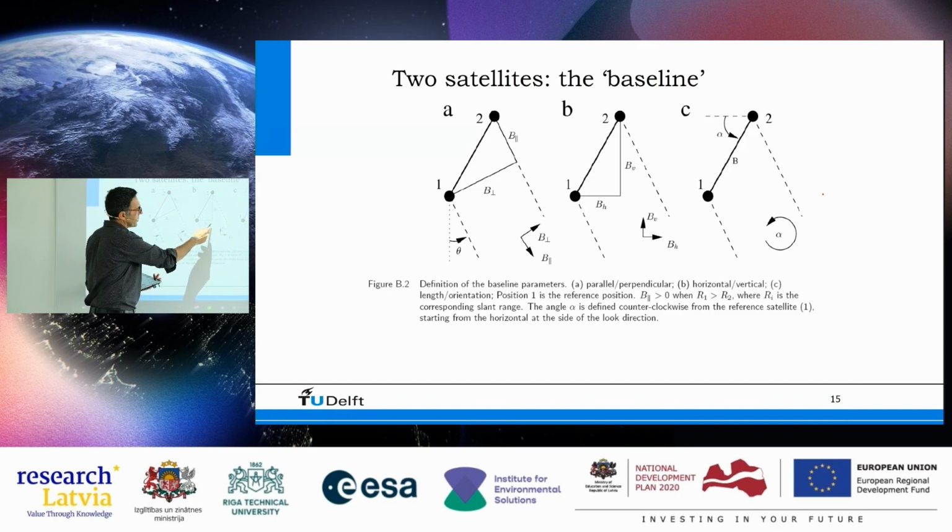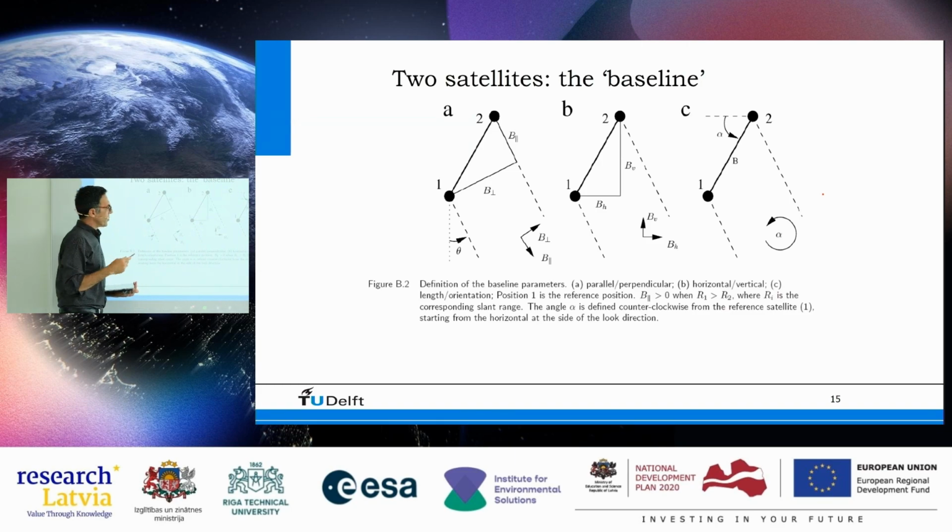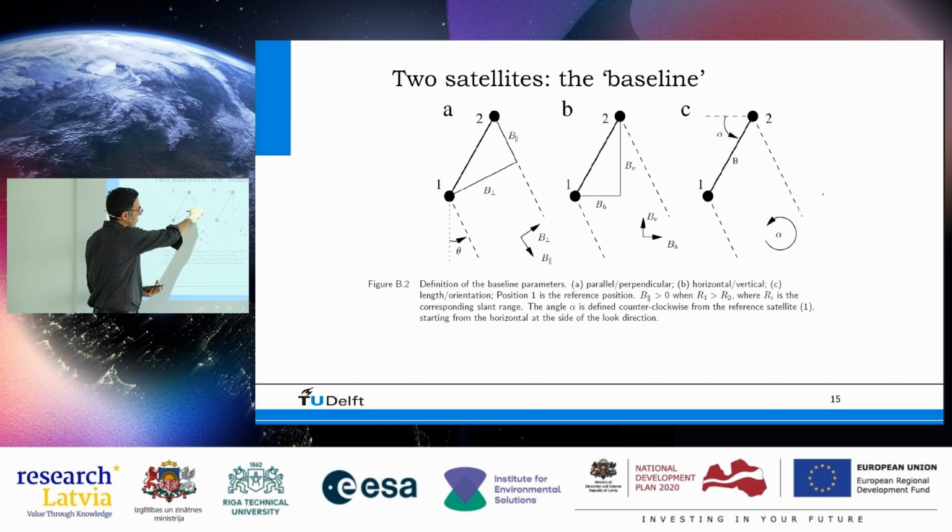We can look at the horizontal and the vertical one. But more importantly, we can look at it as a perpendicular component and a parallel component. So parallel to the look direction and orthogonal to the look direction. And this is convenient because this number, the perpendicular baseline, is the key thing for measuring topography. So in the equations that I will show you later, if you see a B with this little symbol, it means that that is the orthogonal component of the baseline, orthogonal to the viewing geometry.